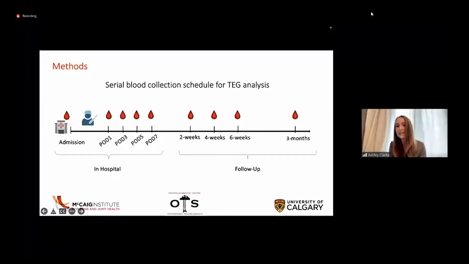Here I've outlined the blood collection schedule for this TEG analysis. It begins when a patient is admitted to hospital, throughout their hospital stay, and then at 2, 4, and 6 weeks, as well as 3 months post-surgery.